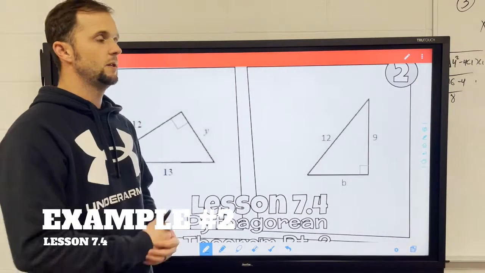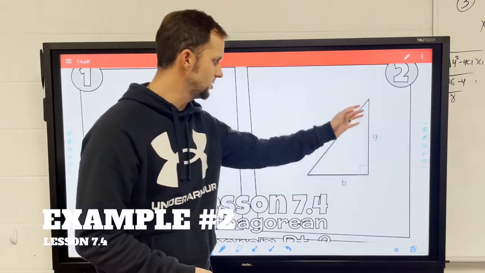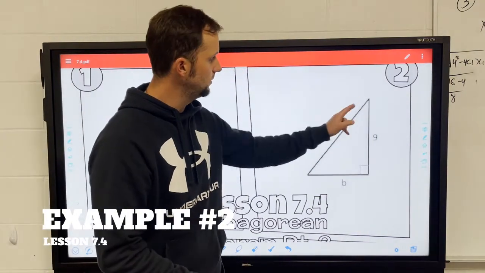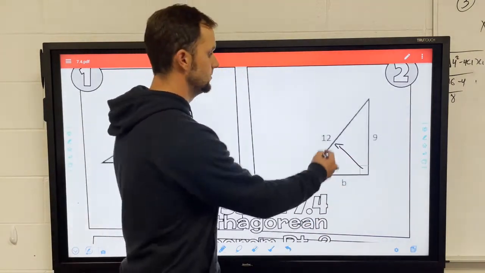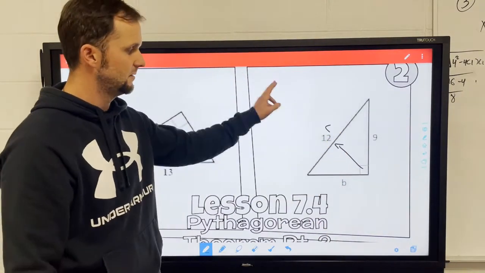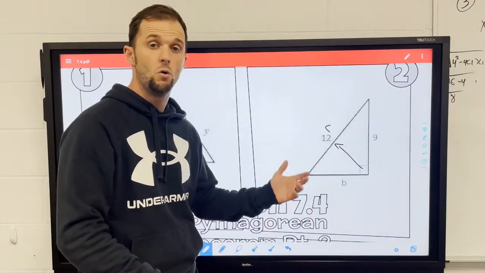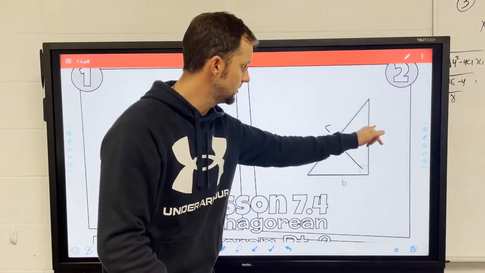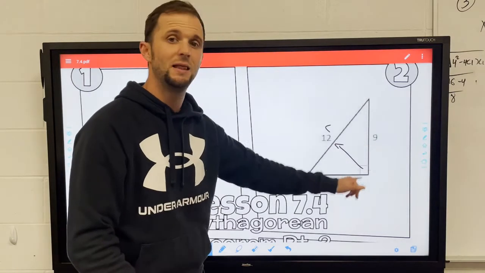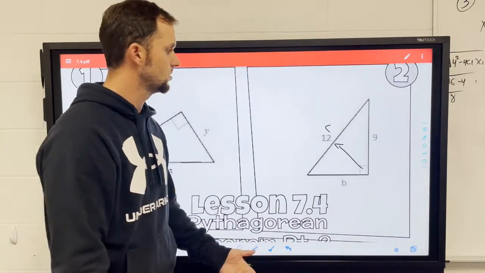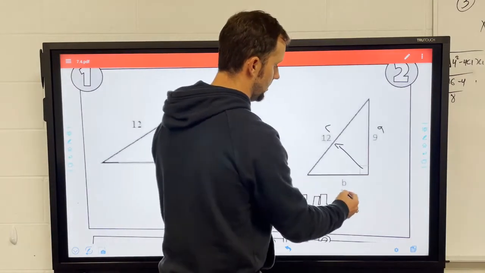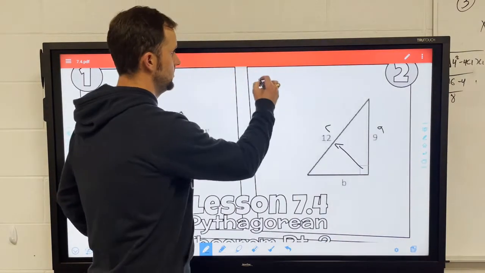All right, on example number 2, again I've been given a right triangle, and if you look, opposite of my right angle is always going to be my c value. I always know the opposite of my right angle is my hypotenuse, always the c side. Right now I'm going to try to find one of my legs, which is b here. I can use either one as a and b, so I'm just going to call this one a and this one b. So I'm using the Pythagorean theorem.